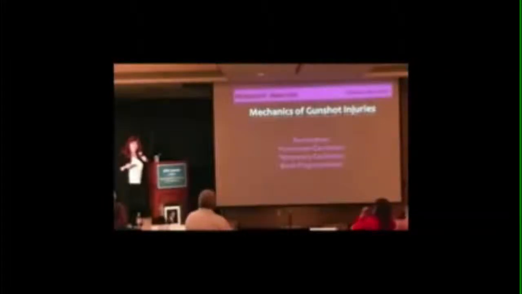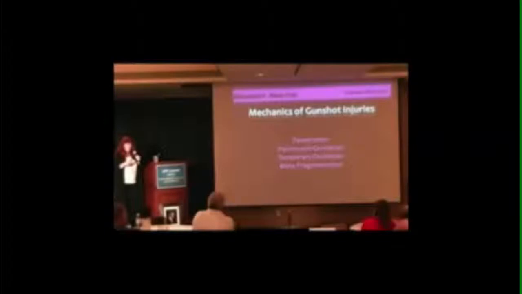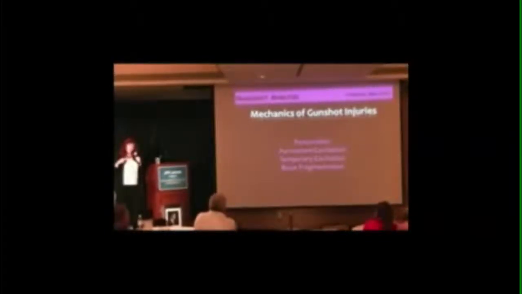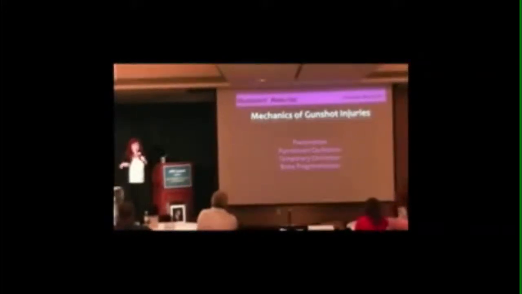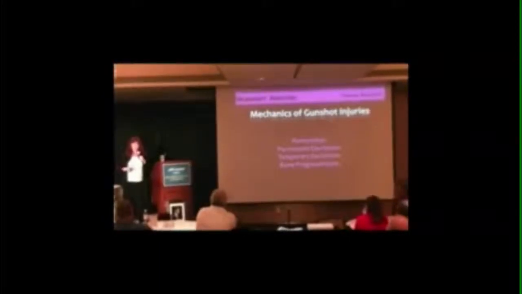You have to know about the mechanics of gunshot injuries in order to understand terminal ballistics, and that's what happens when the projectile strikes the target. You have penetration. You have permanent cavitation that's created as the bullet goes through the target, temporary cavitation as a result of the energy being transferred to your target, and bone fragmentation and how that can be impacted upon. So we'll look briefly at those things.